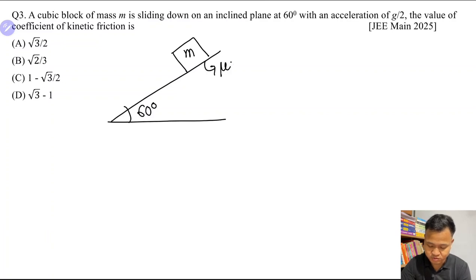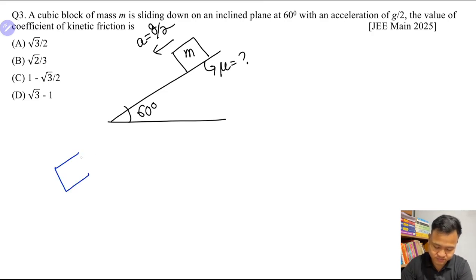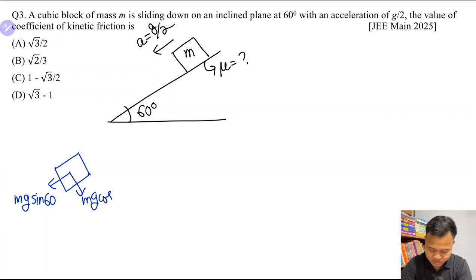The coefficient of friction is mu. The block is sliding down with acceleration, so let's say a is given as g by 2. Now draw the free body diagram. If you have understood it, you don't have to draw the free body diagram again and again. On this side I have mg sin 60, on this side I have mg cos 60, on this side I have normal, and I also have the friction force, that is mu N. I'll write it here as f, and it is going down with acceleration g by 2.